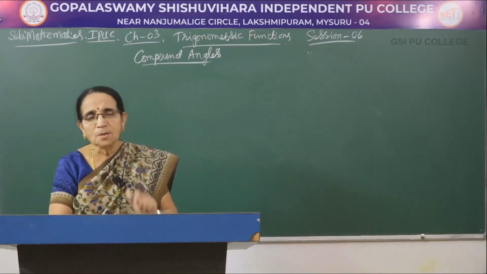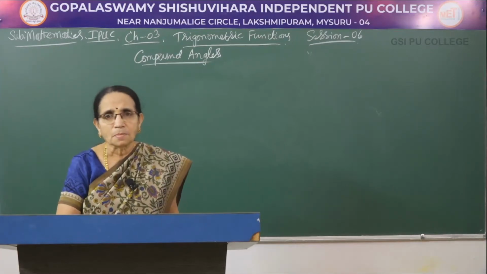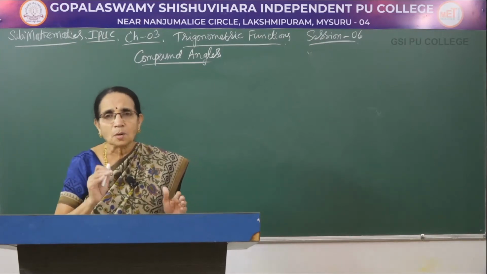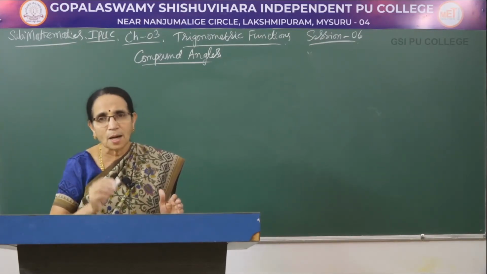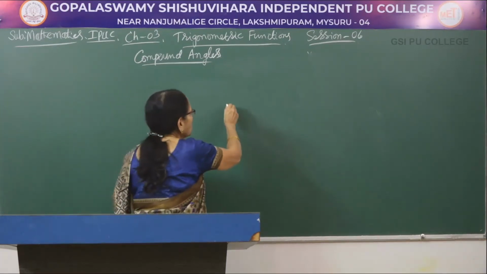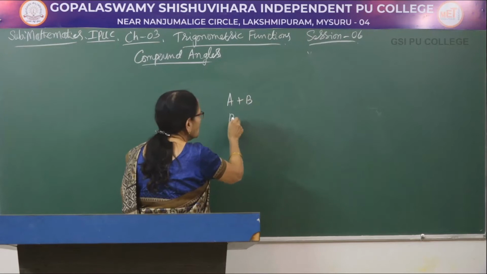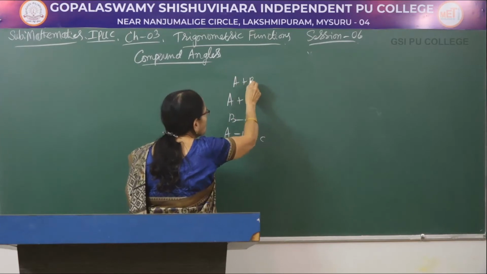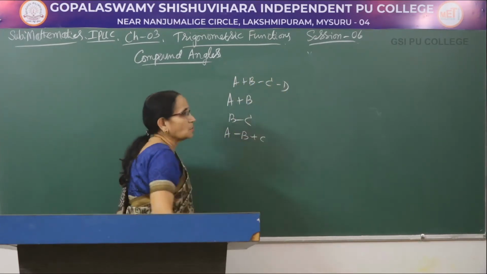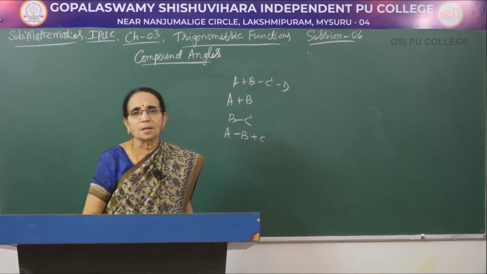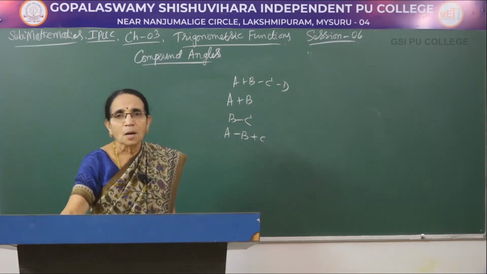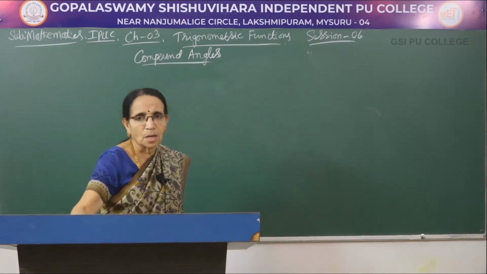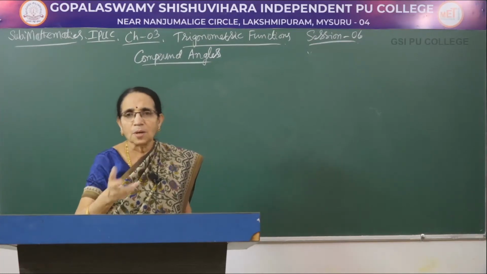Compound angle, the word itself suggests that it is a combination. So, an angle which is expressed as sum or difference of two or more angles is called a compound angle. For example, A plus B or B minus C or A minus B plus C or A plus B minus C minus D, all of them we call compound angles. So, here I am considering only A plus B instead of A and C.